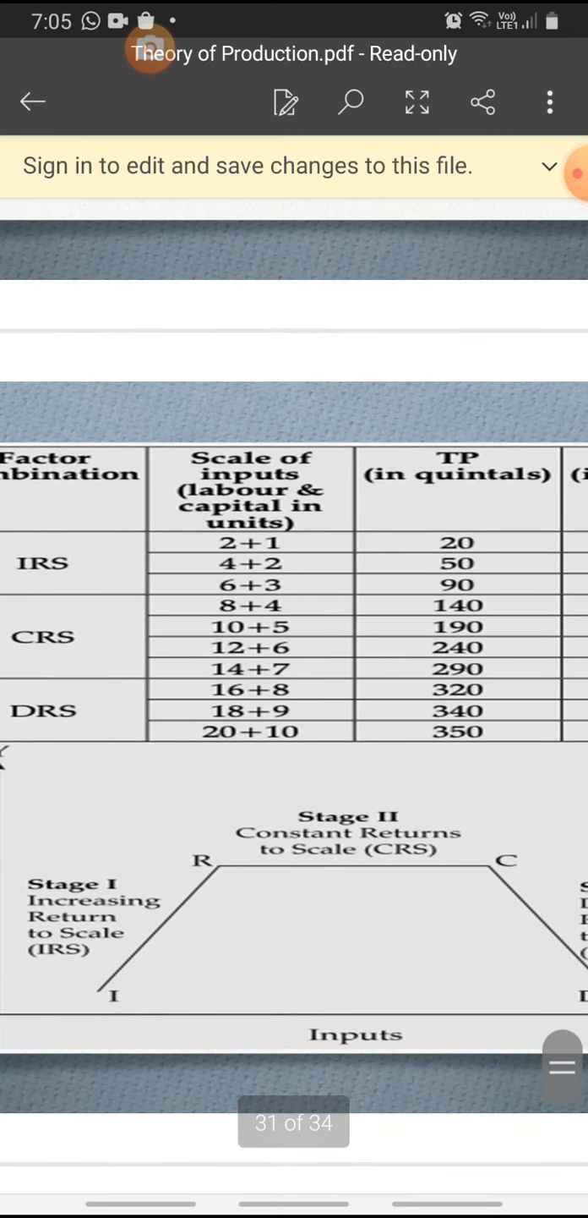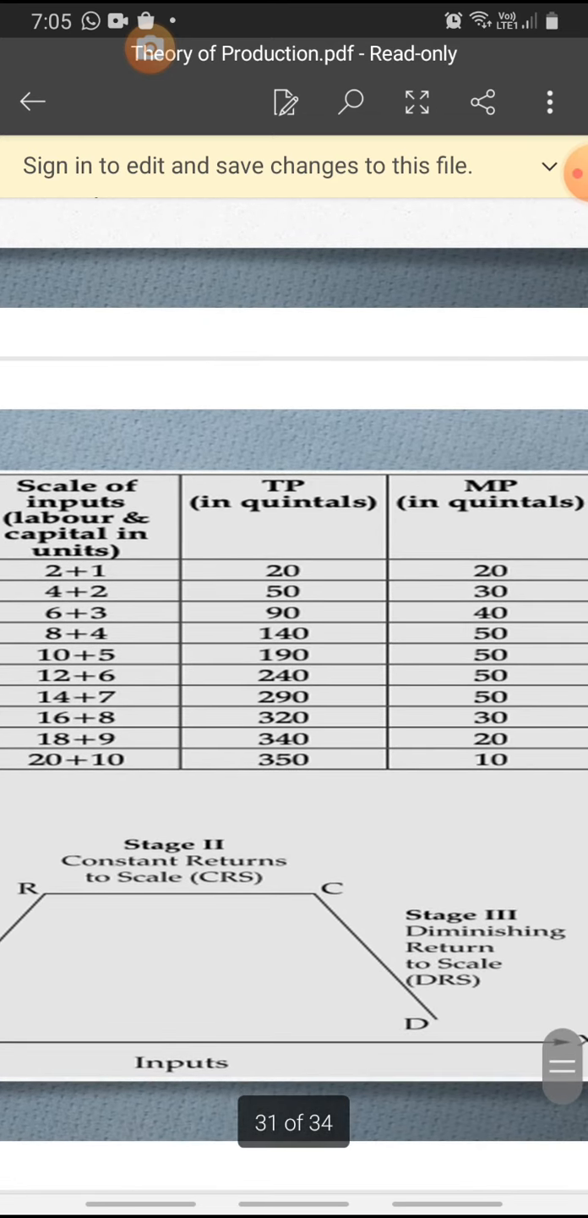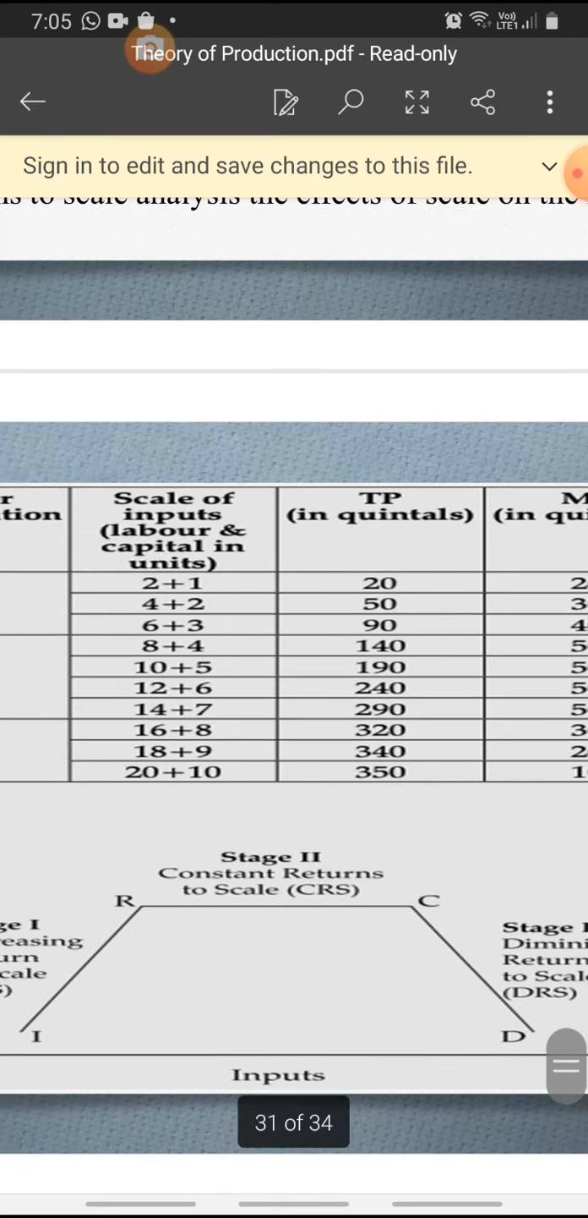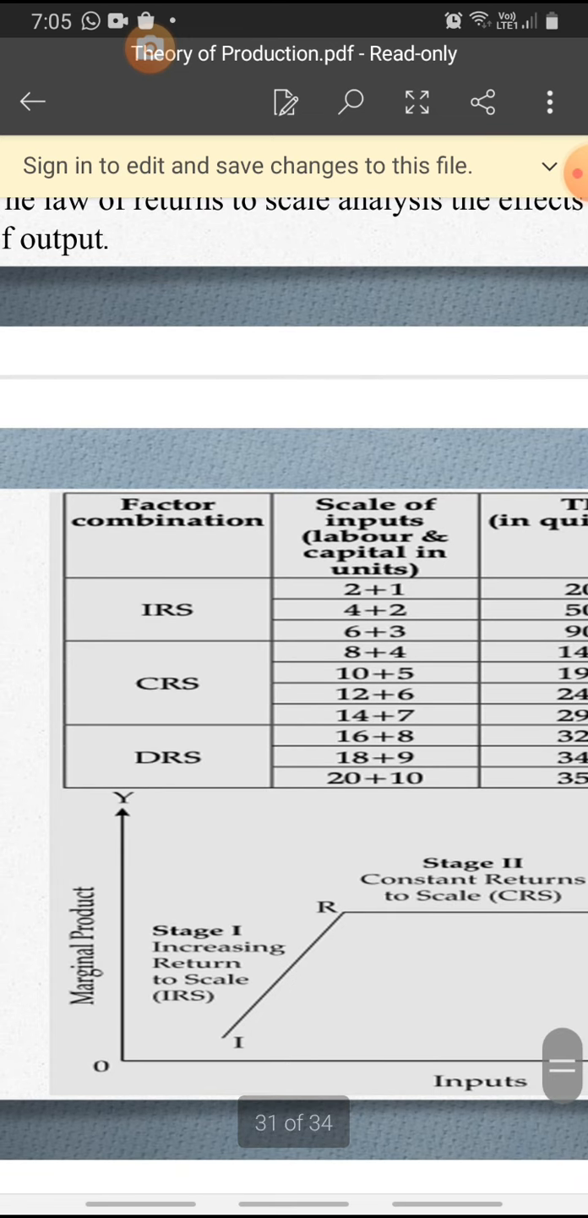And total product is increasing at an increasing rate, that is, 20 increased to 50, 50 increased to 90. Then marginal product is also seen increasing, that is, it starts from 20, then 30, 40 and 50. So we can see that it is increasing at an increasing rate. So it is under the first stage, increasing returns to scale.